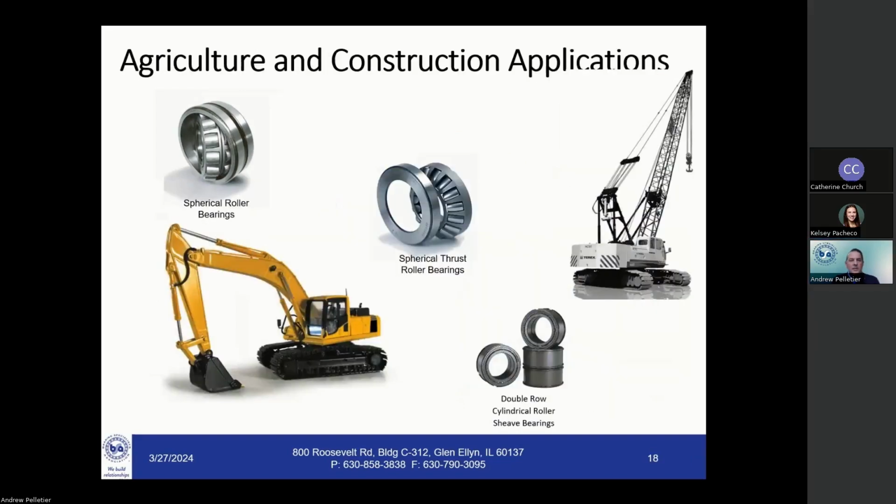Some additional examples: you see the spherical roller bearings used in construction equipment, but we also have showing the different of a spherical thrust bearing instead of the radial type bearing, using this for very heavy loads in rotating environments. And then also the double row cylindrical roller sheave bearing shown here. This is commonly an application where we see it without the cage in a full complement style for very heavy loads as well.